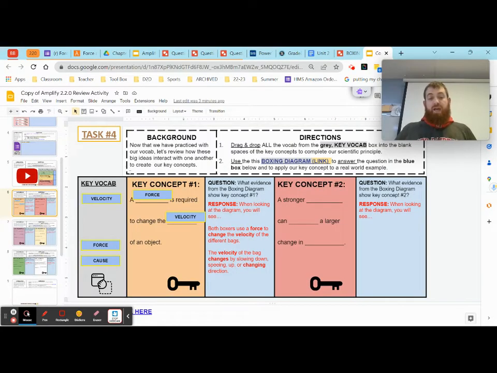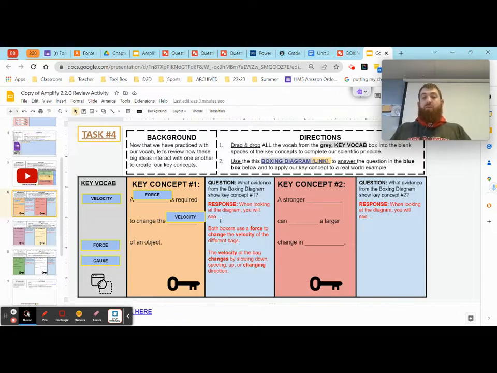So looking at our first key concept, you're going to drag and drop your vocab words in here. So we know that the very first key concept is: a force is required to change the velocity of an object. So your job will be to connect that diagram to this key concept, or in other words, show how this key concept connects to the real world. And in this case, what we're looking to do is connect these big ideas of force and change in velocity and that object that's being used.